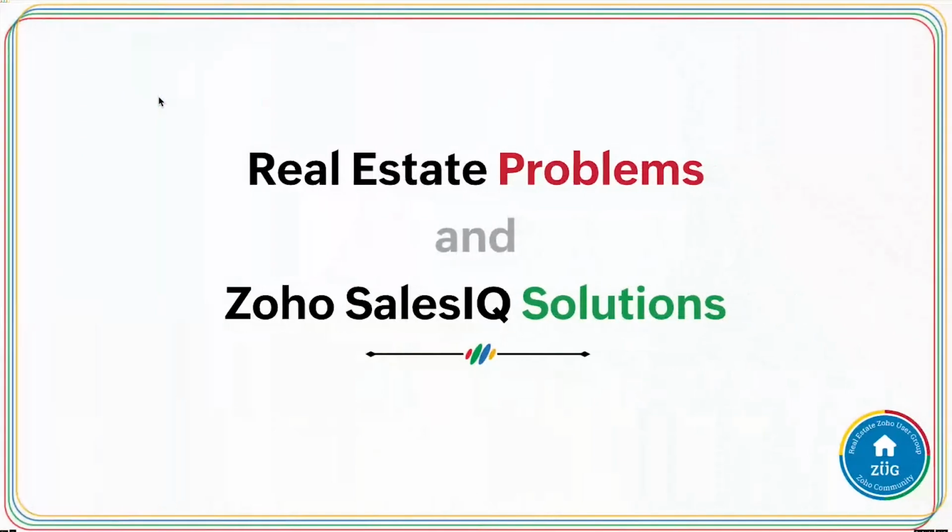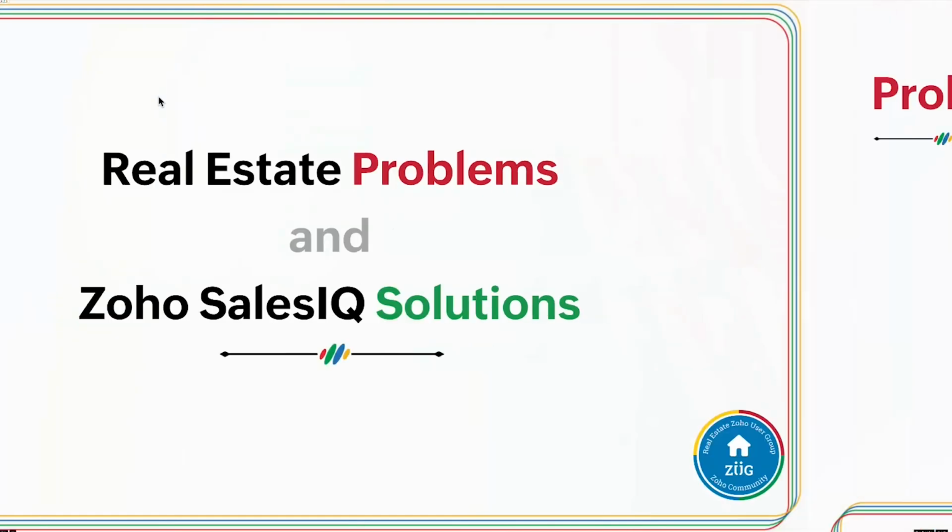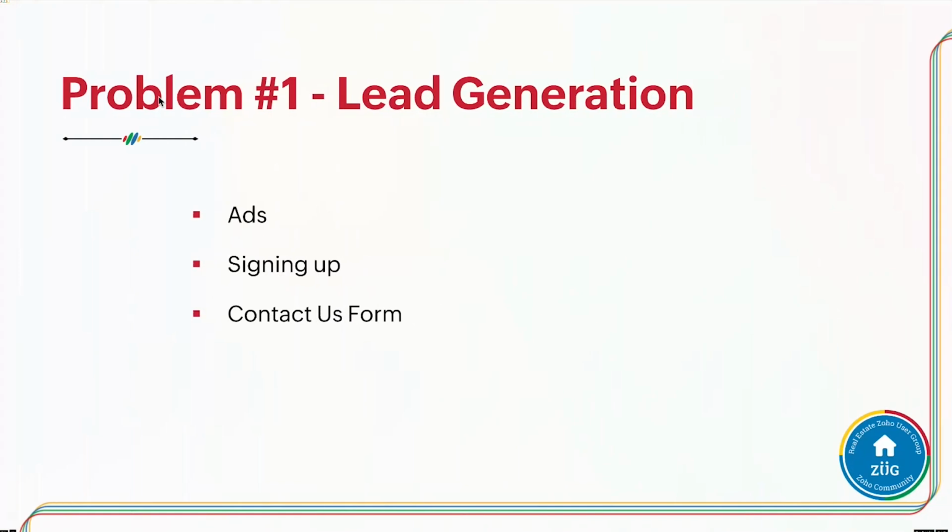So let's get into the topic for today. We'll take a look at the problems faced by the real estate industry, and how Zoho SalesIQ can help with solving some of them. So the first one, lead generation. For the real estate industry, generating leads can be hard.